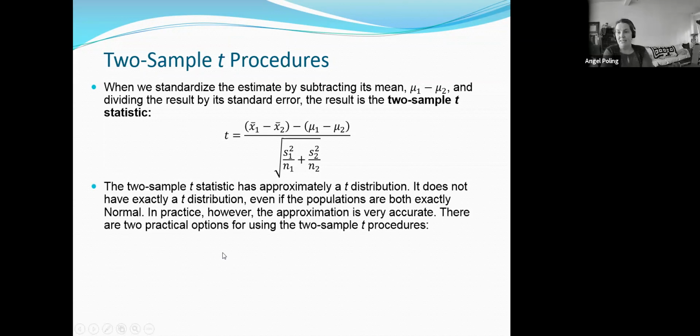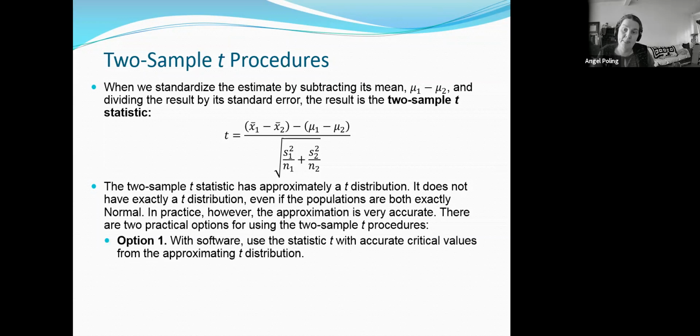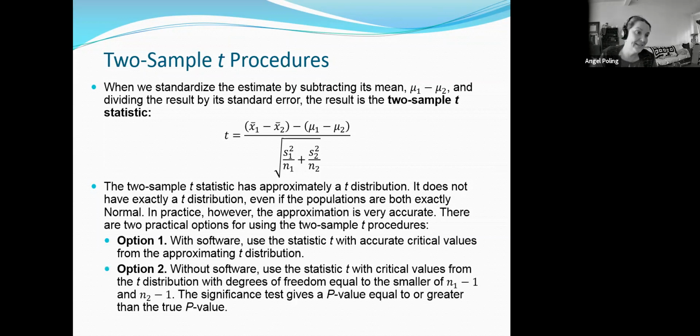The two sample T statistic has approximately a T distribution. It does not have exactly a T distribution, even if the populations are both exactly normal. In practice, however, the approximation is very accurate. There are two practical options for using the two sample t procedures. Option one, with software, use the statistic t with accurate critical values from the approximating t distribution. That's not what we do.